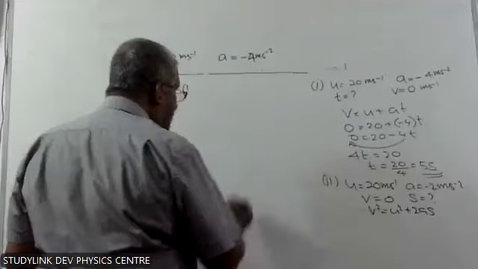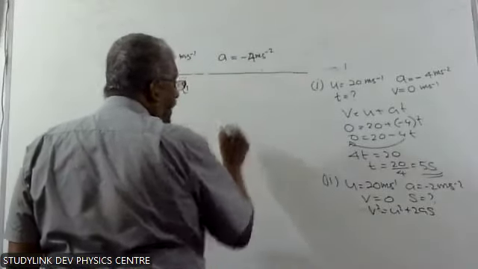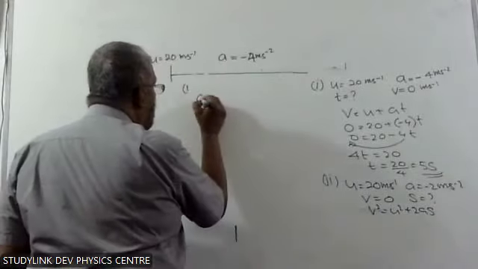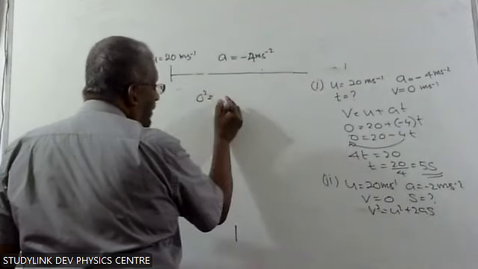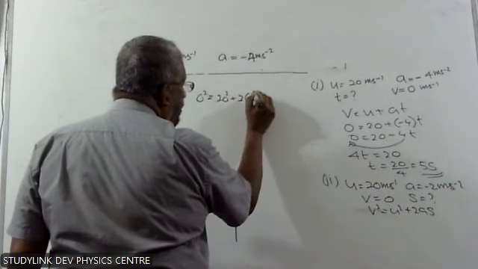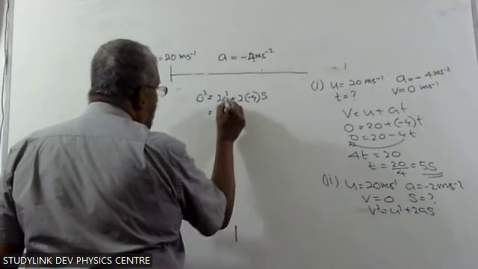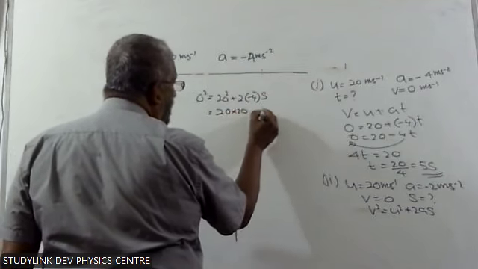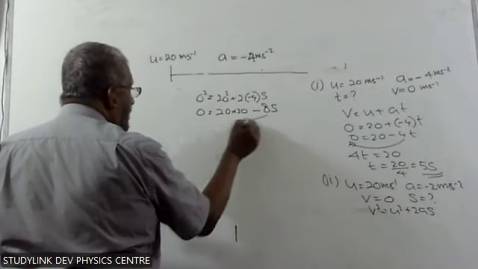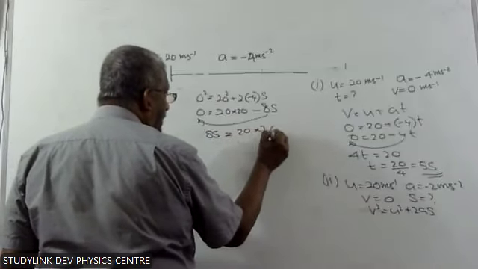Then V squared is equal to, then correct substitution. V squared is equal to 0 squared is equal to 20 squared plus 2 minus 4 into S. That means 20 into 20, 20 squared, minus 8S is equal to 0. 8 is taken to the other side, 8S is equal to 20 into 20.